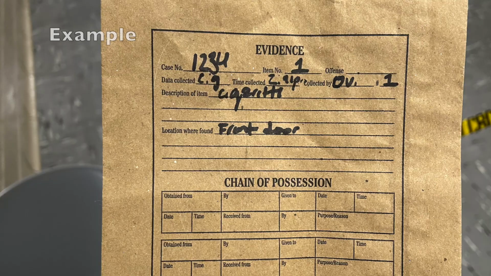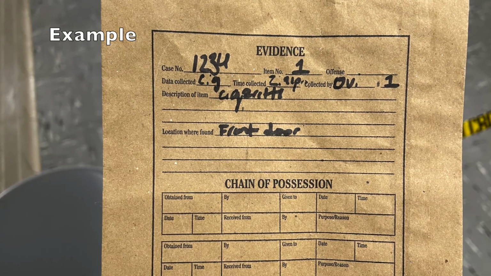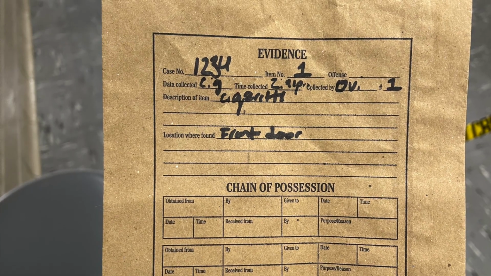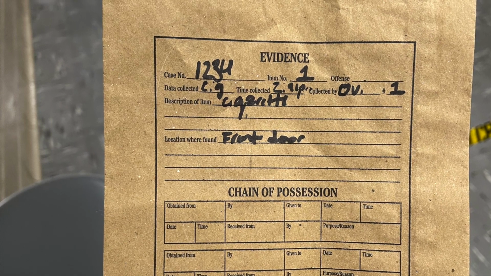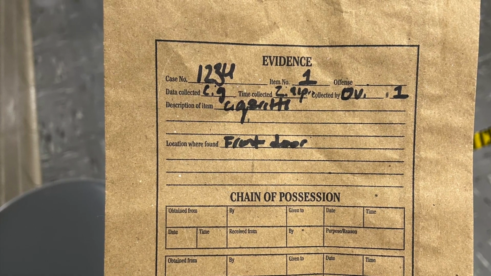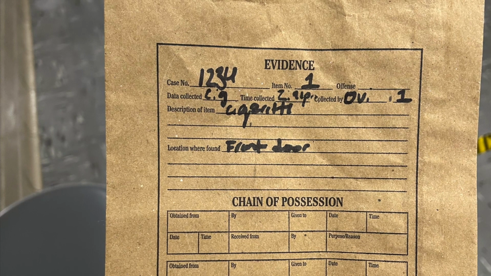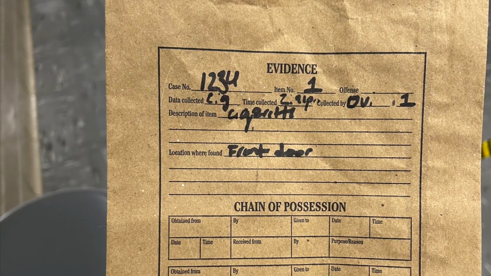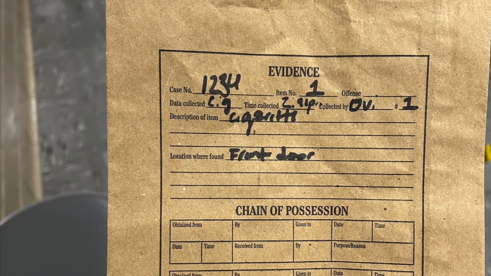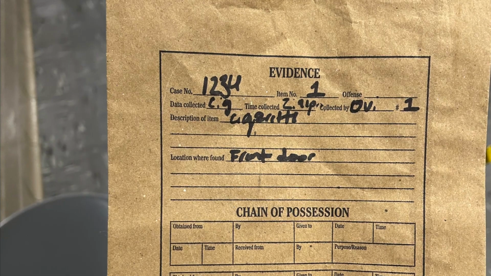The CSI then begins to write down the label. It must have the case number, the item number, date collected, the time it was collected, initials of who collected it, a description, the location of the evidence, and there should also be a chain of custody which shows who opened and closed the evidence in order to prevent evidence tampering.